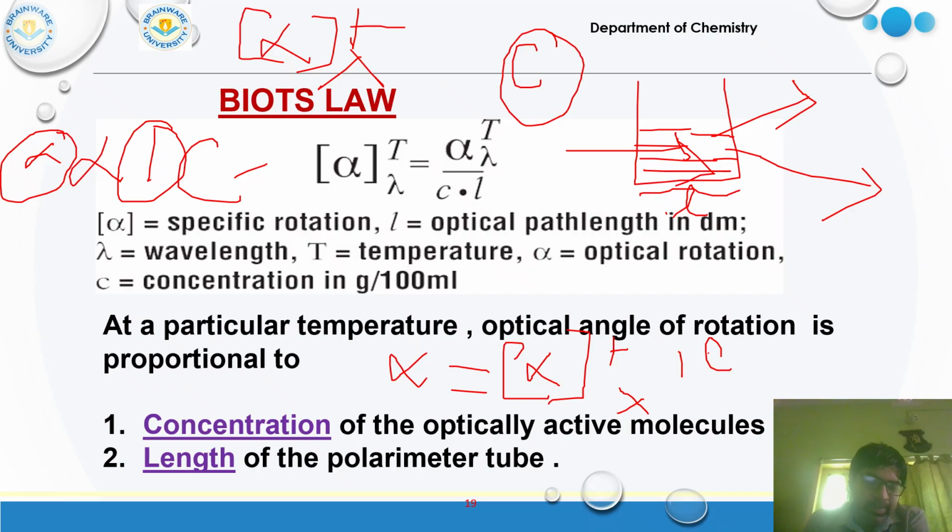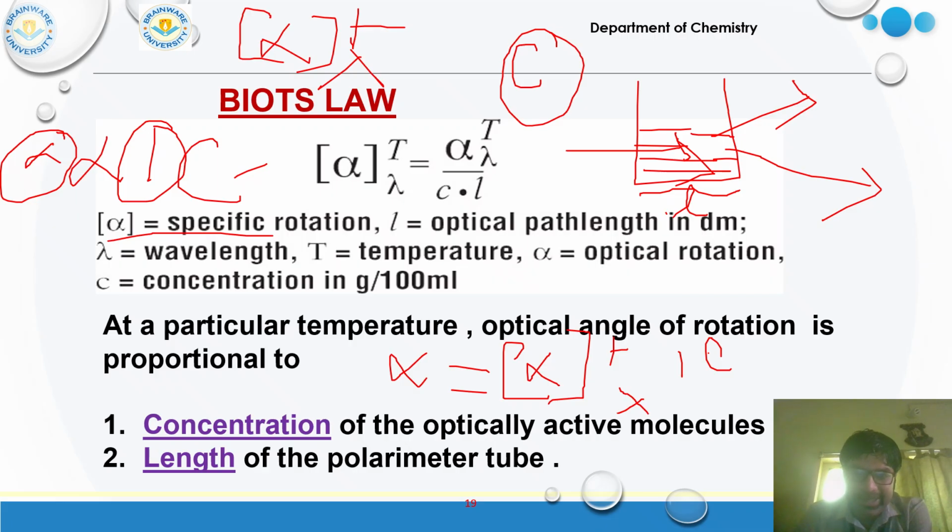In order to remove the proportionality, we have to give a constant. The constant here is alpha lambda T, known as specific rotation. Now we go to the definition of specific rotation. Again, the constants here are temperature and the wavelength of light. At constant temperature and wavelength, angle of rotation is proportional to the concentration of the molecule and the length of the polarimeter tube. So alpha is equal to alpha lambda T LC, and alpha lambda T is the constant known as specific rotation.